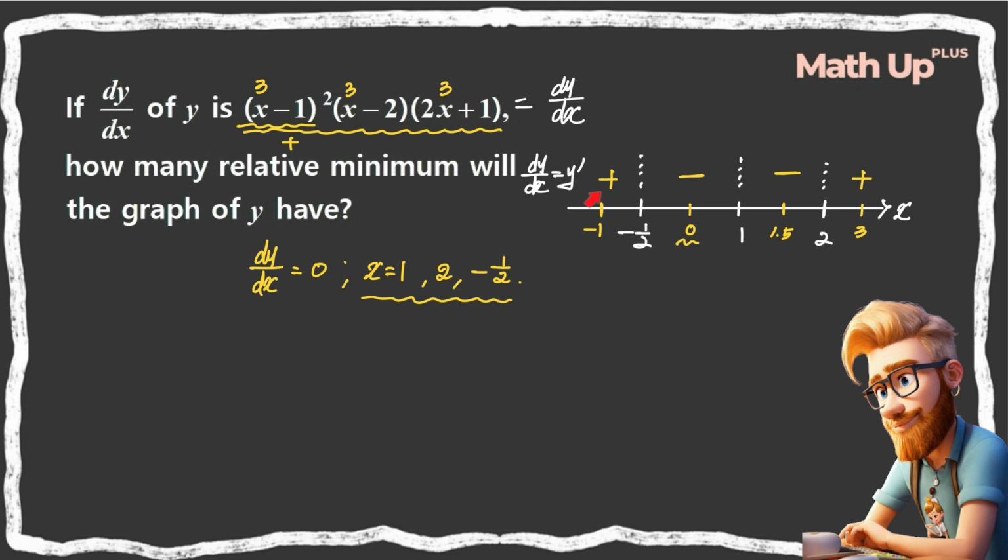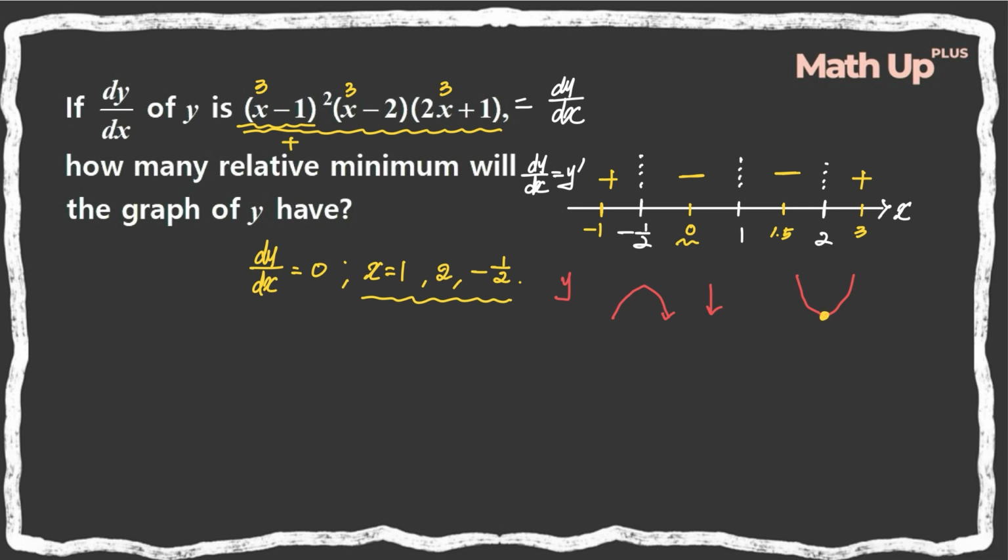So y prime is positive, negative, negative, positive. Then we know that the graph of y increases, then decreases, then increases. So how many relative minimum does the graph of y have? It only has one relative minimum, right? So the answer is 1.